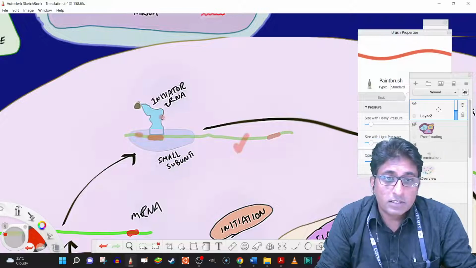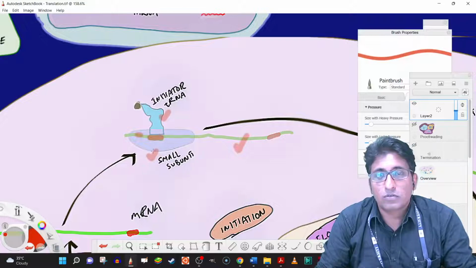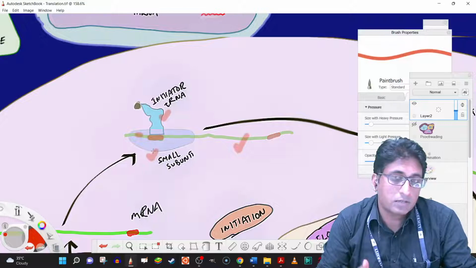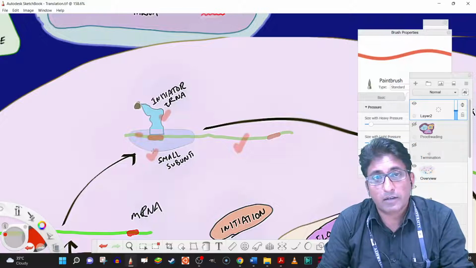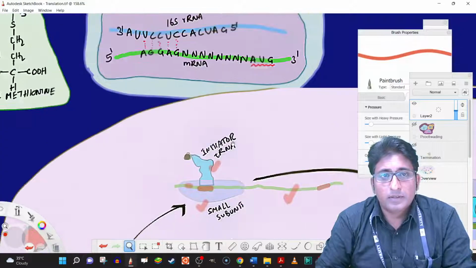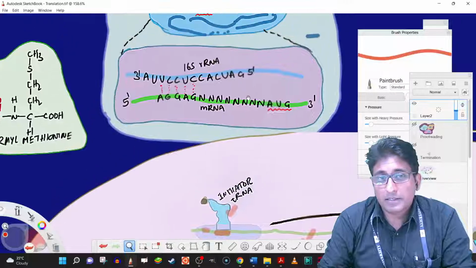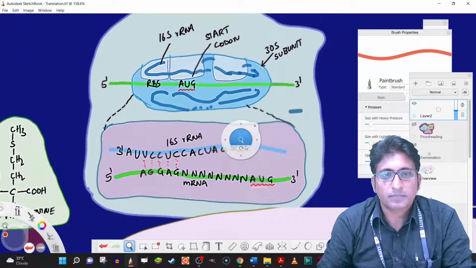So we need initiator tRNA and the small subunit to recognize the mRNA and the start of the open reading frame, so that translation can occur. So how does this recognition happen has some important details that we need to discuss.